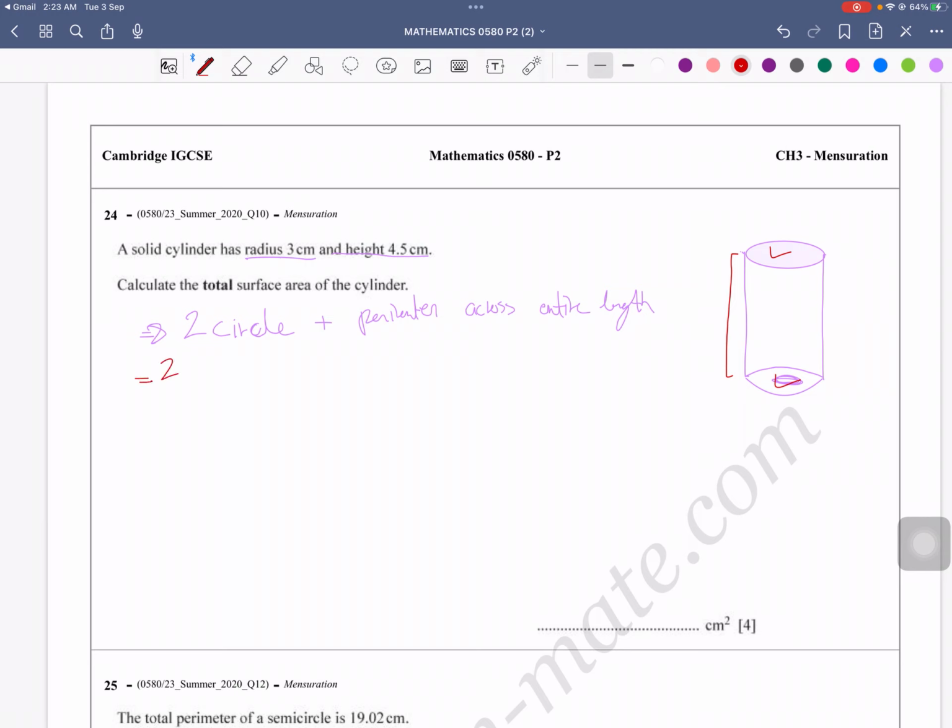So area of circles is 2 times pi r squared, 3 squared, plus pi into r, 3, into the height that these circles are aligned for, that is 4.5, right? So it becomes 18 pi plus 13.5 pi. Once you simplify it, it becomes equal to 31.5 pi.